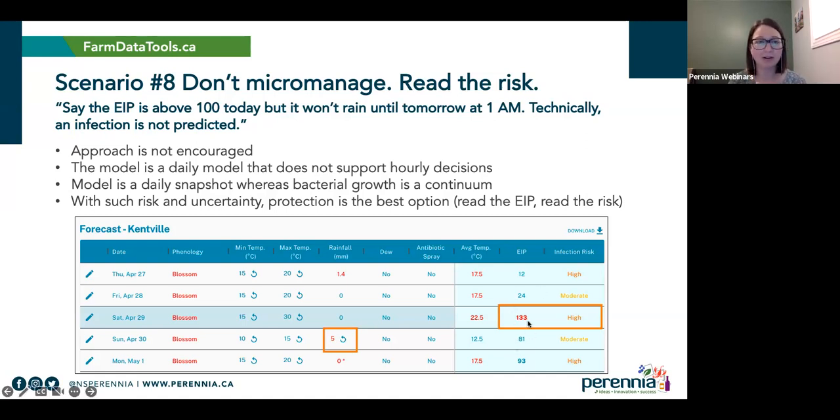So I think generally our industry is pretty good at watching that EIP value. And if it gets up to 133 and there's rain in the forecast, you're not going to wait and see exactly when that rain happens. So just keep that in mind when you're looking at the model. You do have to interpret it. If you see that you have a high risk, you want to find out when your next wetting event is going to happen. And if there's a risk that it could wash that high bacterial population into the flower, then you want to make sure you're covered up for that kind of a risk.